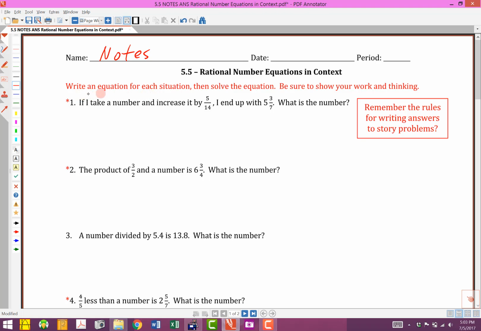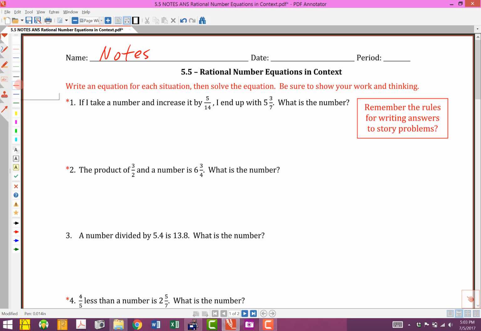And then once we've got the equation written down, then we want to solve the equation. So we do actually have to solve these, and we want to make sure that we show our work and our thinking. And remember the rules for writing answers for story problems. Remember, if the problem is written with fractions, we probably ought to write the answer as a fraction, but we get to choose the best way to write the answer. So keep that in mind as we go through this.